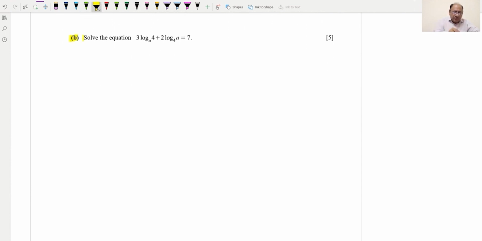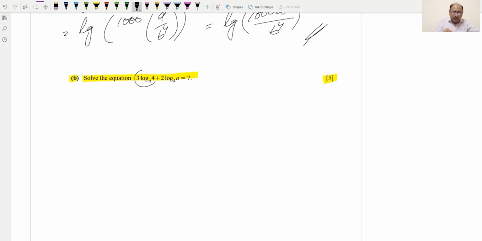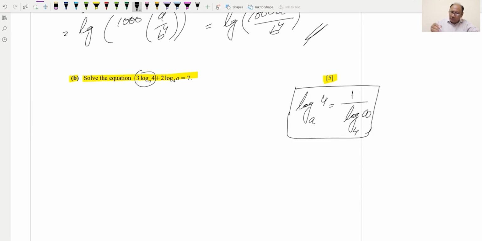Now for the B part, it says solve the equation, and this is a 5-mark question. Now we can rewrite it, we can do one thing. We know one more rule, for example, log of 4 with base a, if we switch these two, the numerator will change to the denominator, so this is equal to 1 over log of a with base 4. This is one of the log rules which we are applying over here, and we can rewrite it as 3 over log with the base changed, and we are writing 4 here. Why have we done this? Because these two logs have different bases, so to equalize the base we have done this.